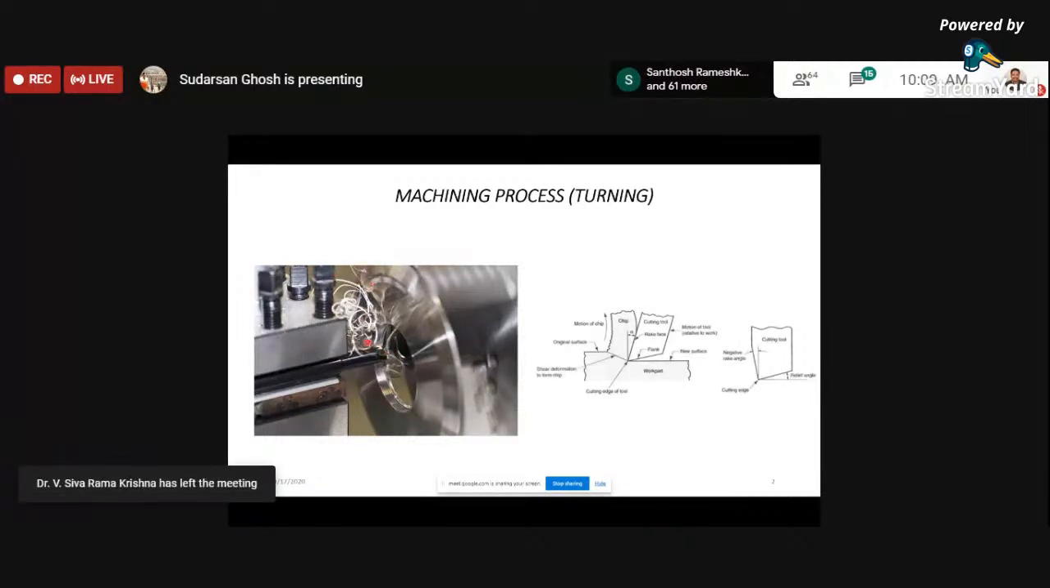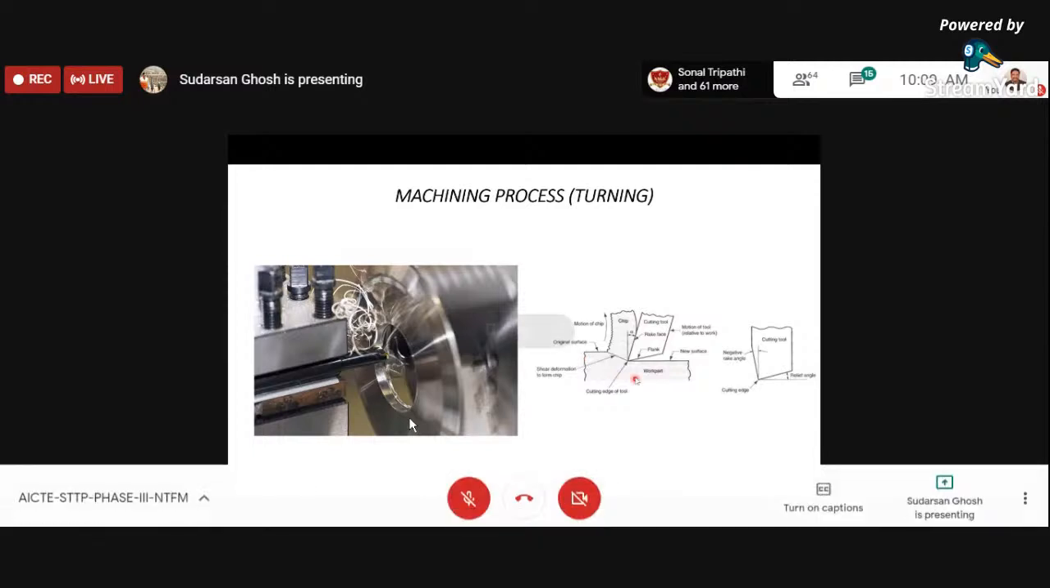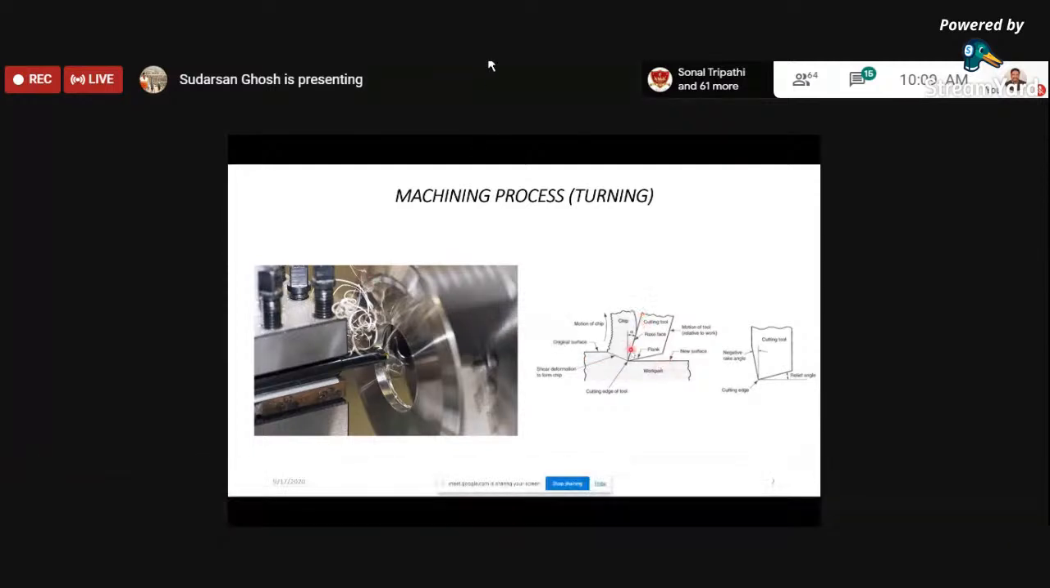As you can see, it forms chips. The mechanism of formation of chip is also shown in this schematic diagram. We have a cutting tool which is normally harder than the work material, and the cutting tool has some specific geometry, because of which, once you have the relative motion between the workpiece and the tool, material from the workpiece gets removed, and the removed material is called chip.